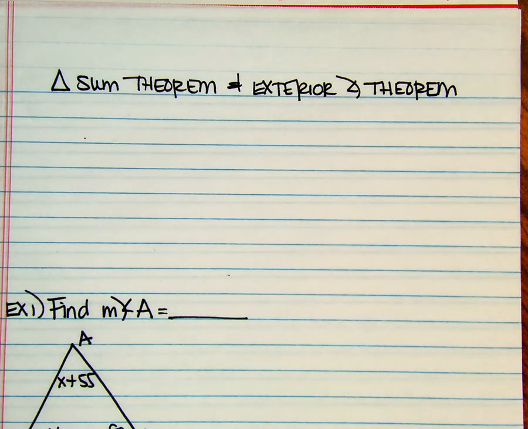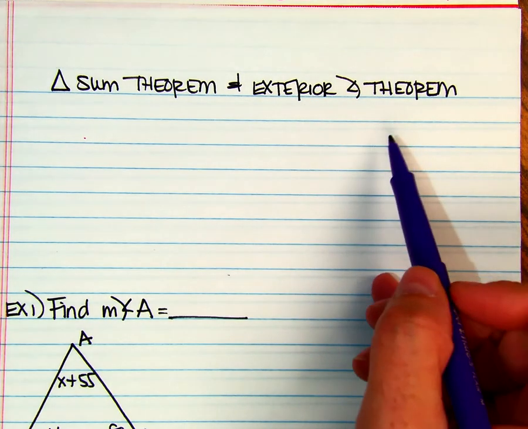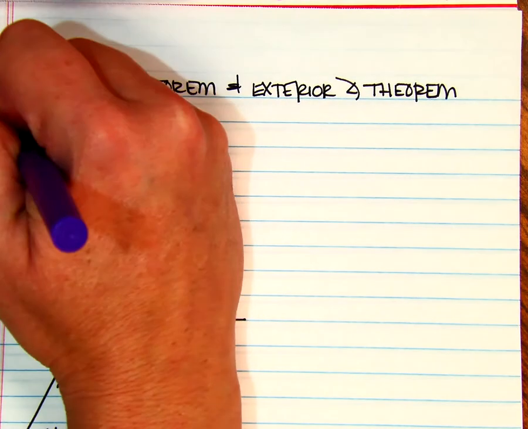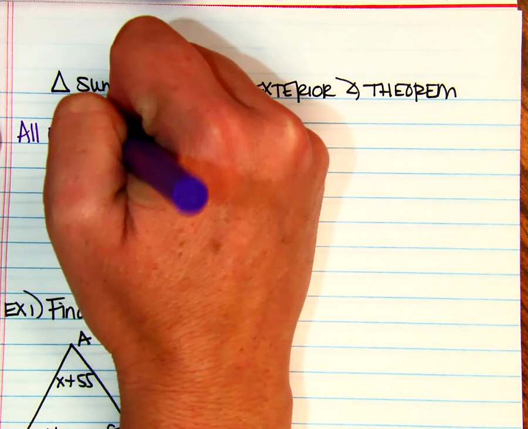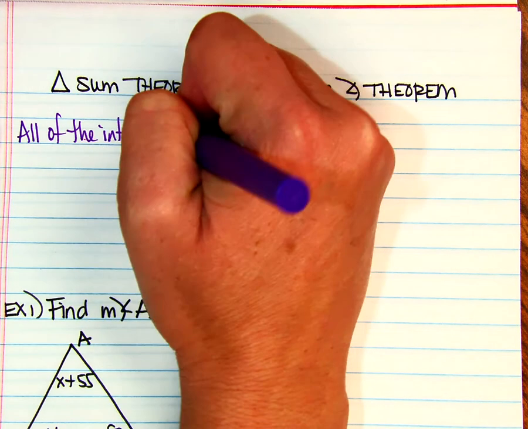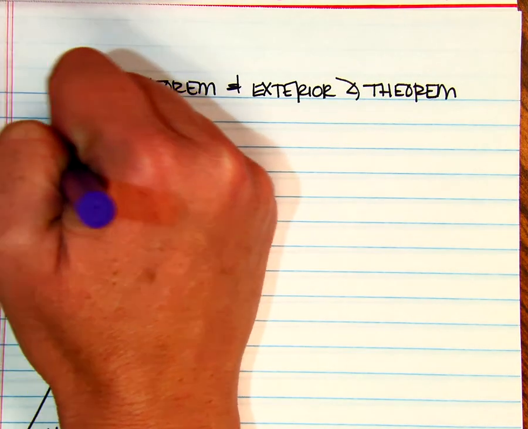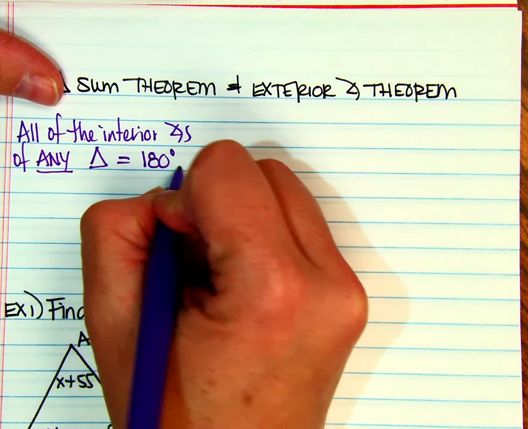Okay, so we have two theorems that we're going to talk about today, and that is the triangle sum theorem and the exterior angle theorem. The triangle sum theorem just means that all of the interior angles of any triangle has to equal 180 degrees.